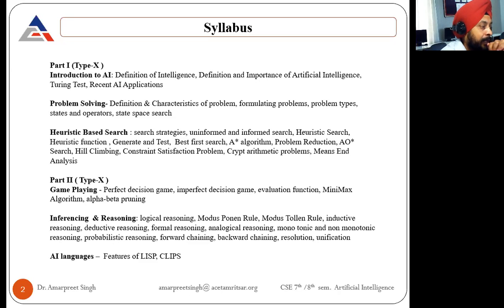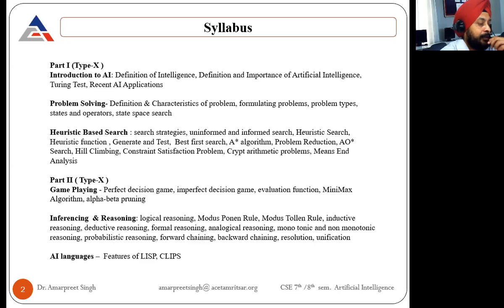The third chapter is heuristic based search. Here we will study different search strategies and the importance of search. Then we will cover the categories of search, that is, uninformed search and informed search. Then we come to a special category of search, that is heuristic search. In heuristic search, we will study the heuristic function and generate and test. Generate and test is the basic technique for testing.